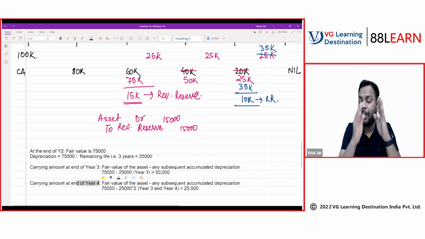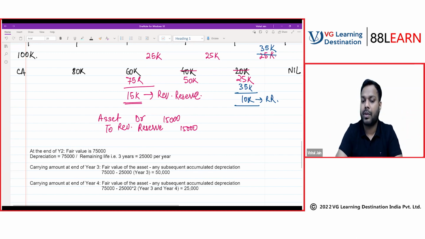So what will you do? You will depreciate the asset for the 3rd year and for the 4th year. What is the depreciation for the 3rd year and 4th year? 25,000 multiplied by 2, right? See, I have calculated here. Depreciation is 25,000 per year. Right here, per year. Right? So that's how it is to be done. Is it clear now, Pramod?